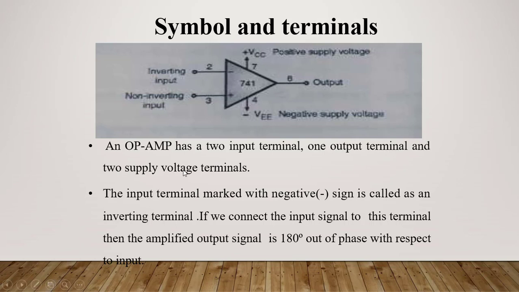This is the symbol, and remember one thing: anywhere you draw an op amp you have to represent all these 5 pins. Plus VCC is 7, minus VEE is 4, 6 is the output, 2 is the inverting input, and 3 is the non-inverting input. The pin number is not necessary; actually, these pin numbers are from the 741 IC. Pin numbers are not necessary every time, but you have to draw this type of symbol every time. If you miss plus VCC and minus VEE, it is an incomplete version of the op amp.